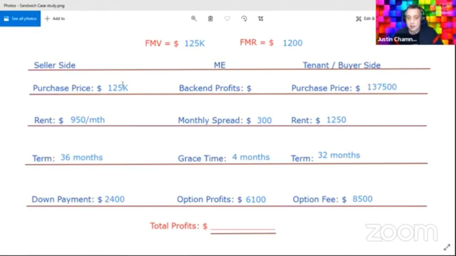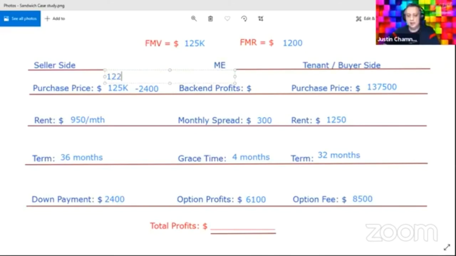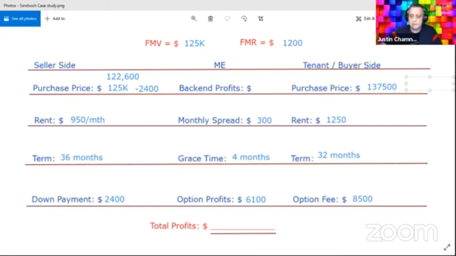Well, remember, I'm putting 2,400 down, so I've got to take that off of the 125,000 purchase price. You're right, 122,600 is the purchase price after I put the 2,400 down. The new purchase price is 137,500. He put down 8,500, so it's 129,000. Let's put that down there so you guys can see the math. That brings us to a total of 129,000.